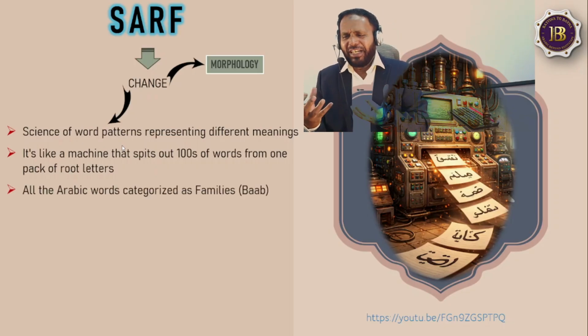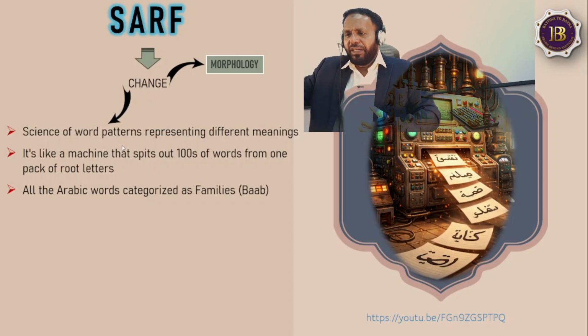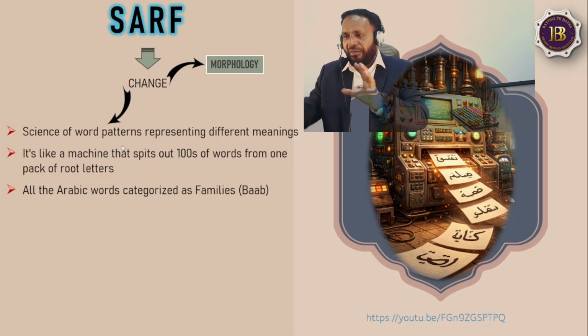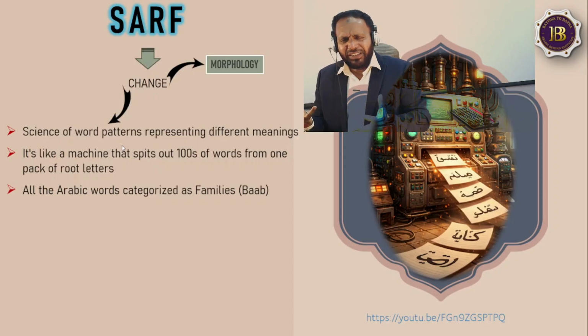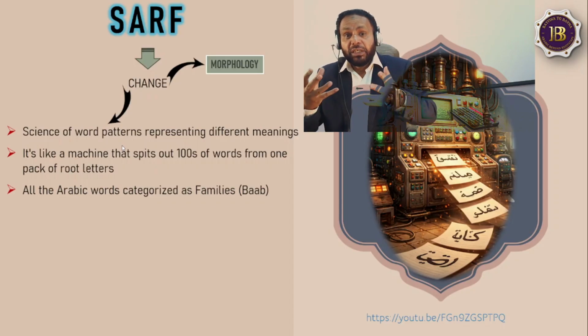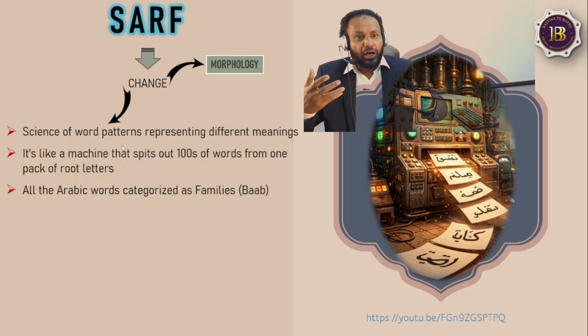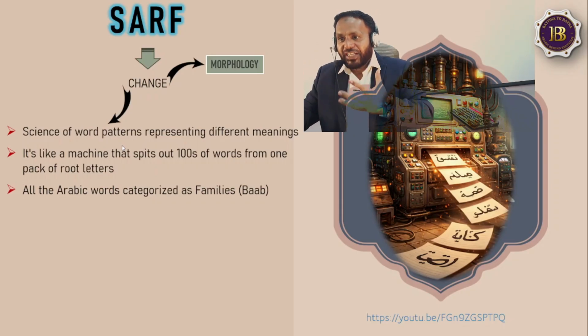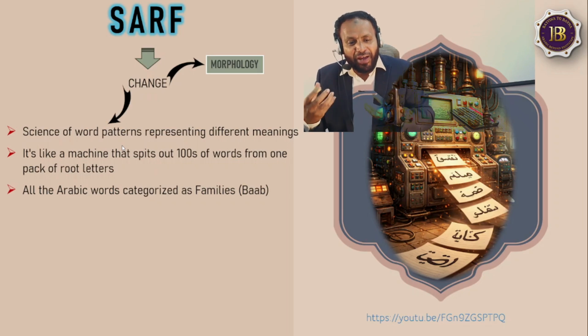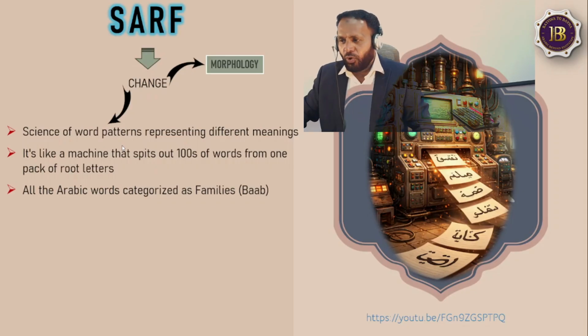All the Arabic words are categorized as families. As I told you, a family is nothing but a set of patterns. Family number 1 has this pattern, or family number 2 has this pattern. What does this pattern represent? Well, this pattern means the action is emphasized. This pattern means the action is repeated. This pattern means the action is happening between people, not one person. So every family has a different connotation. We are trying to understand what each pattern means, how to recognize it, and how to use it. That's what this course is all about.